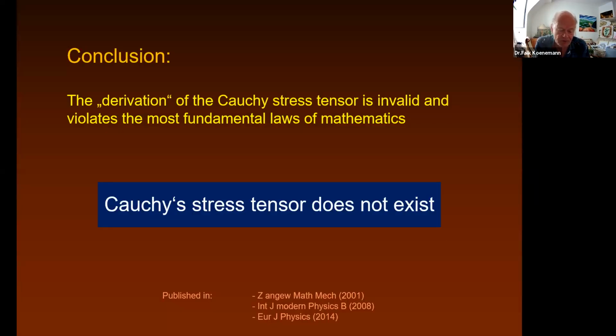I have published this proof 3 times. This did not go unnoticed, but nobody ever argued against it. The stress tensor does not exist. It is not permissible in mathematics nor in physics to reduce a volume of mass to a point, because in doing so, the geometric relation to space is lost.